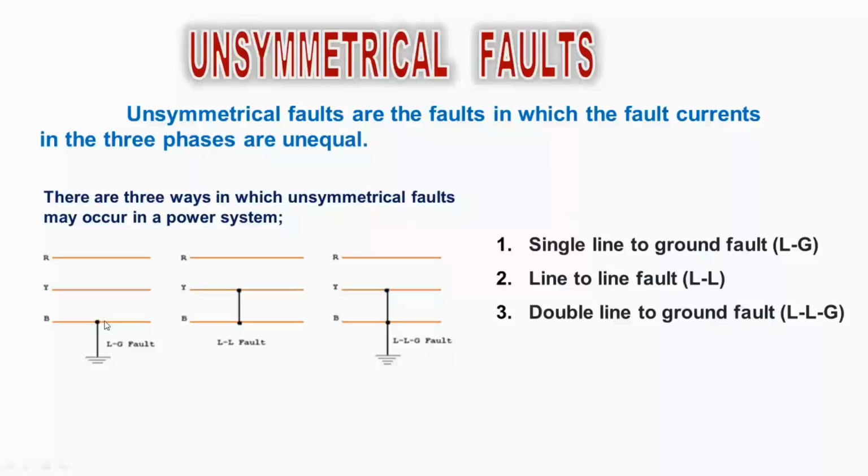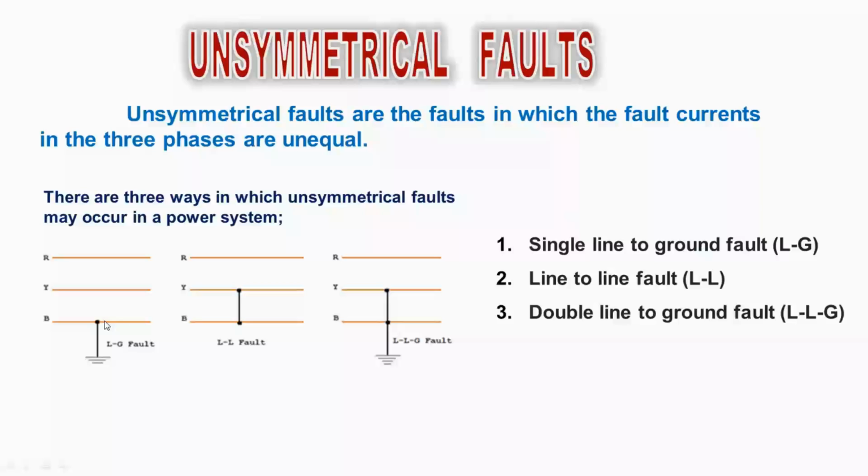Then, line to line fault. Two lines touch together. It makes a line to line fault. This will happen when one line breaks and touches another line, or any tree branch or animals like snakes cross these two lines. Then, double line to ground fault. Two lines break and touch the ground.